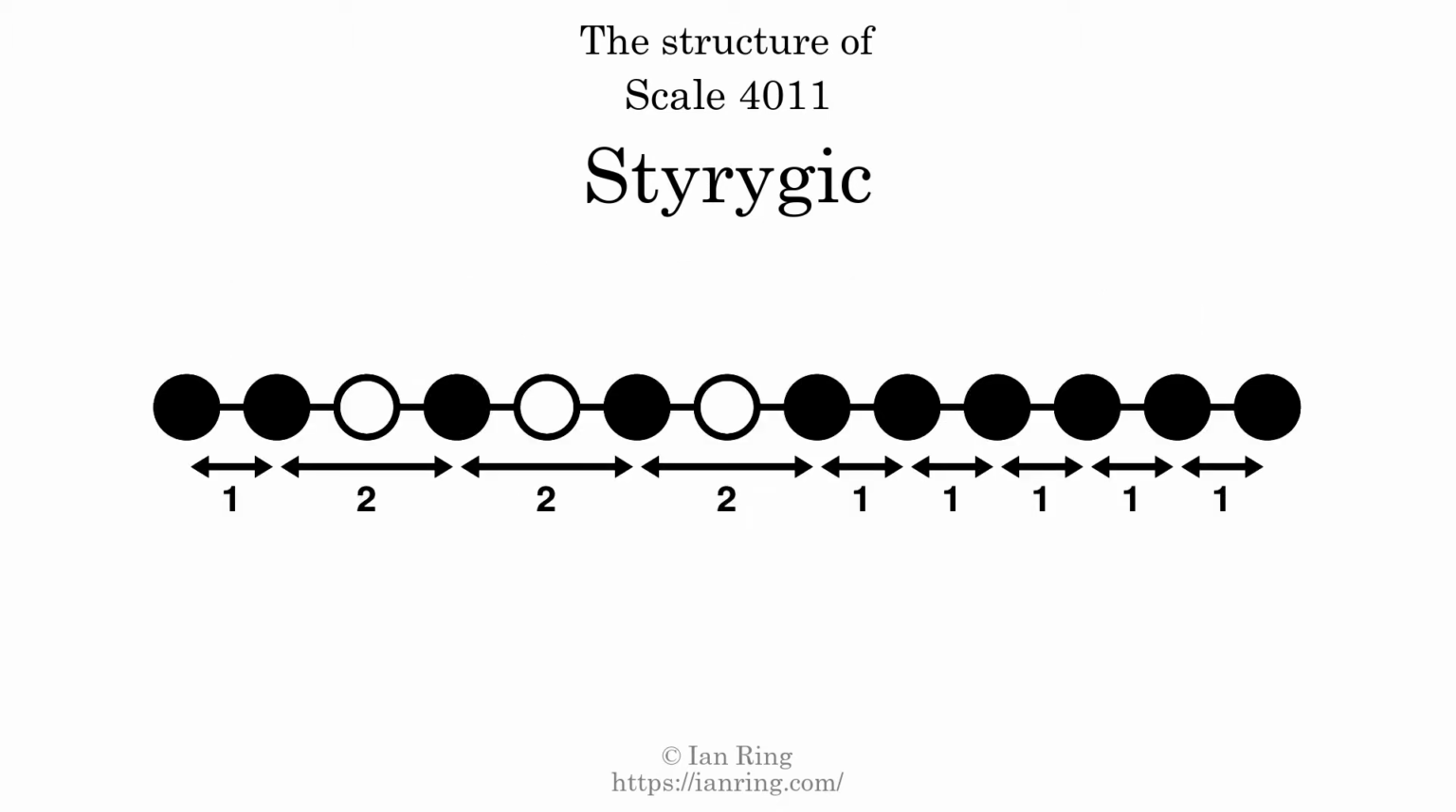The structure of a scale is a description of the interval distance between each successive tone. This scale has a structure of 1 2 2 2 1 1 1 1 1.